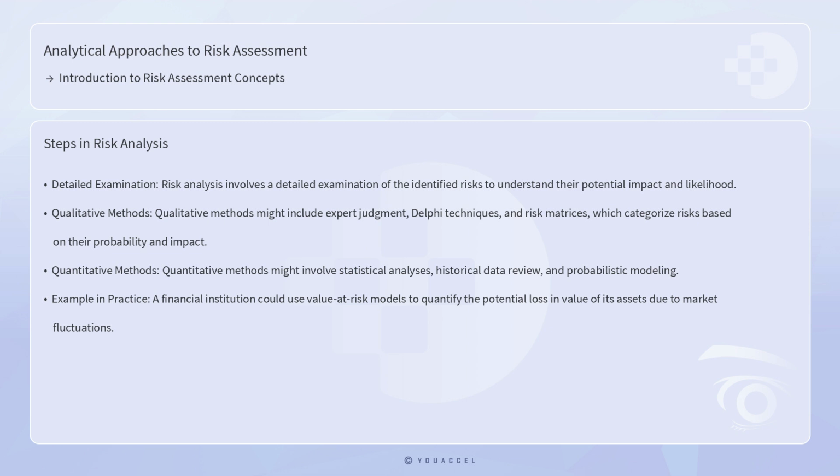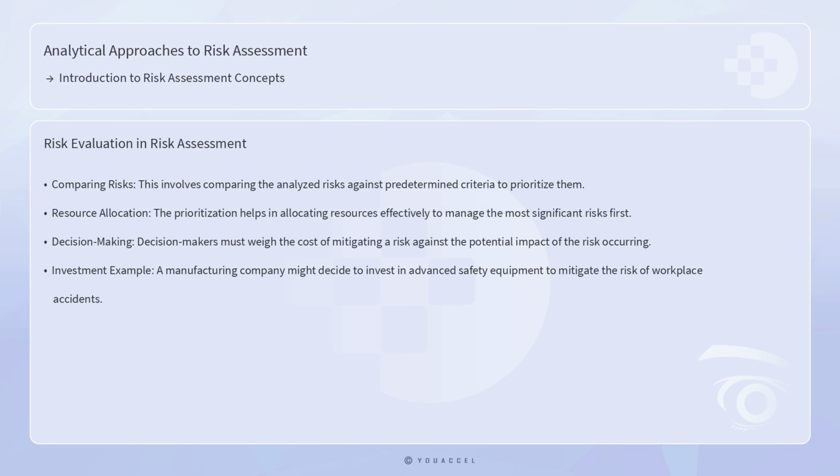For example, a financial institution could use value-at-risk models to quantify the potential loss in value of its assets due to market fluctuations. The final step in the risk assessment process is risk evaluation. This involves comparing the analyzed risks against predetermined criteria to prioritize them. The prioritization helps in allocating resources effectively to manage the most significant risks first.